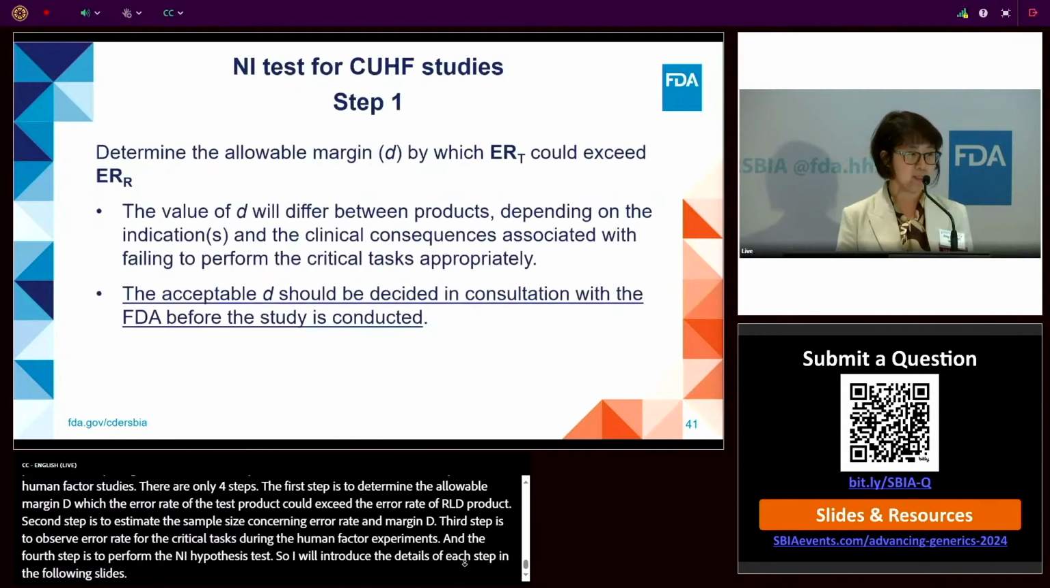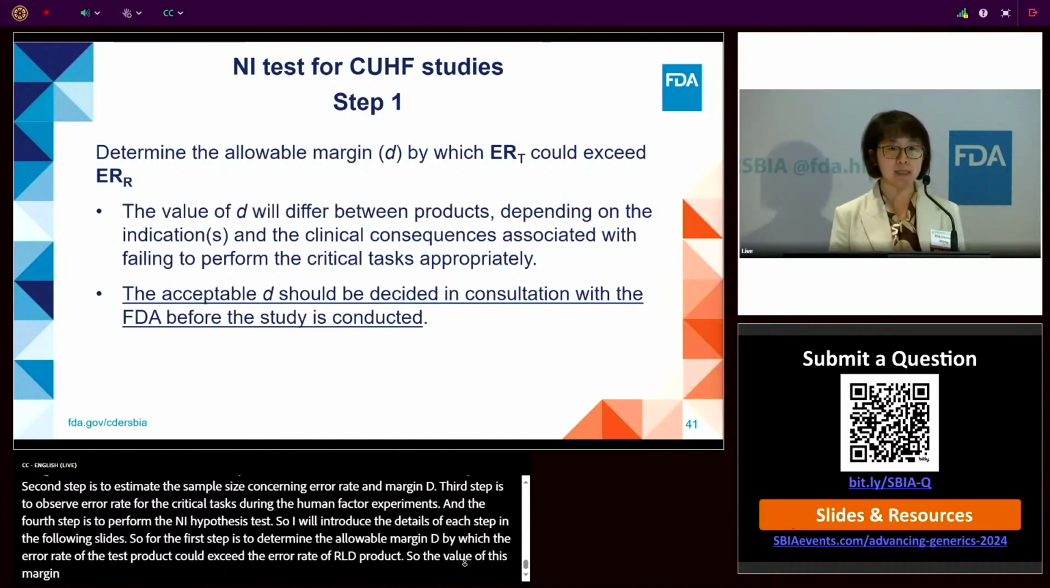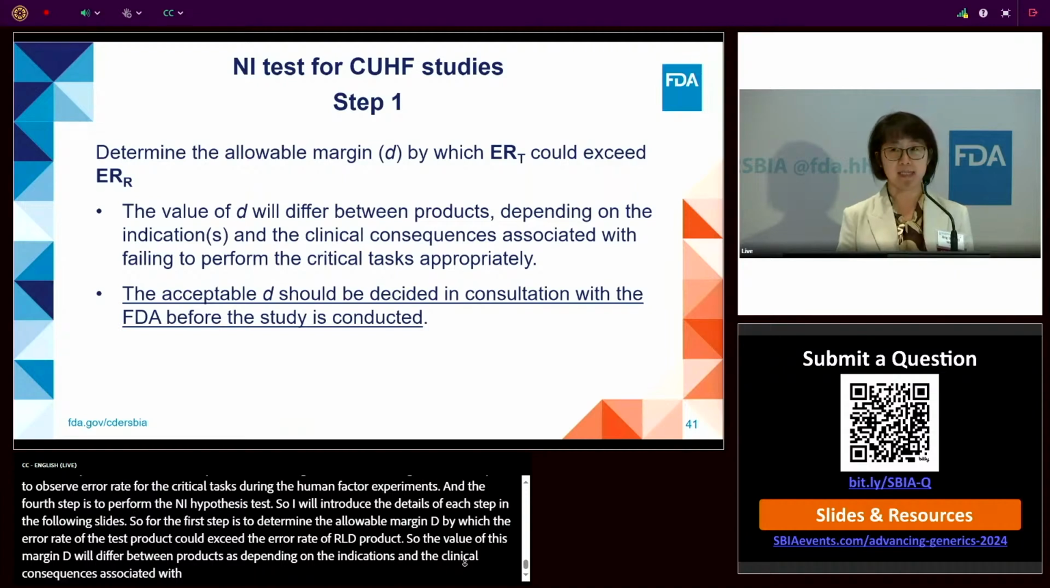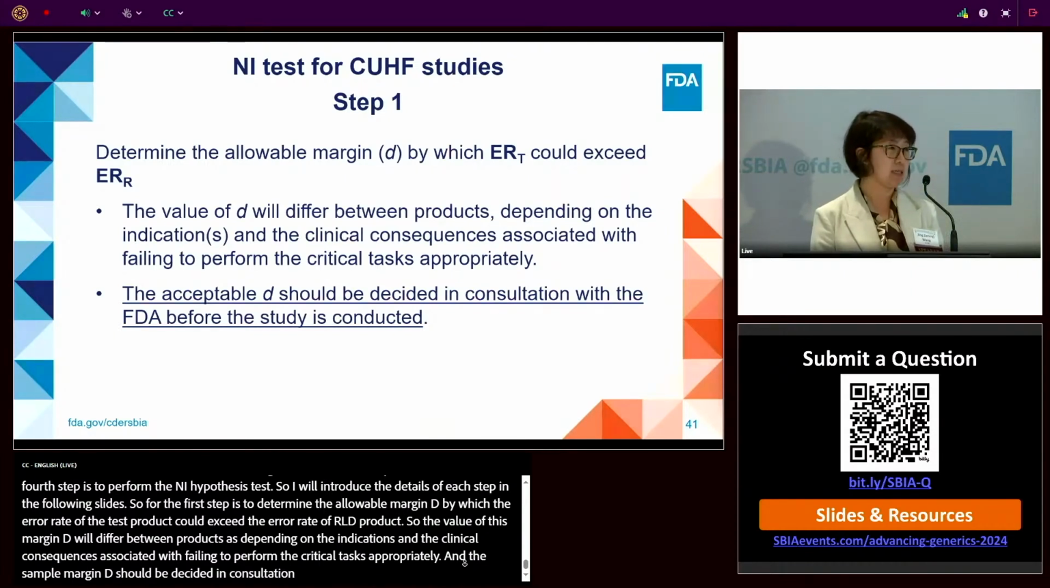The first step is to determine the allowable margin D by which the error rate of the test product could exceed the error rate of the RLD product. The value of this margin D will differ between products. It depends on the indications and the clinical consequences associated with failing to perform the critical tasks appropriately. And the acceptable margin D should be decided in consultation with FDA before the study is conducted.